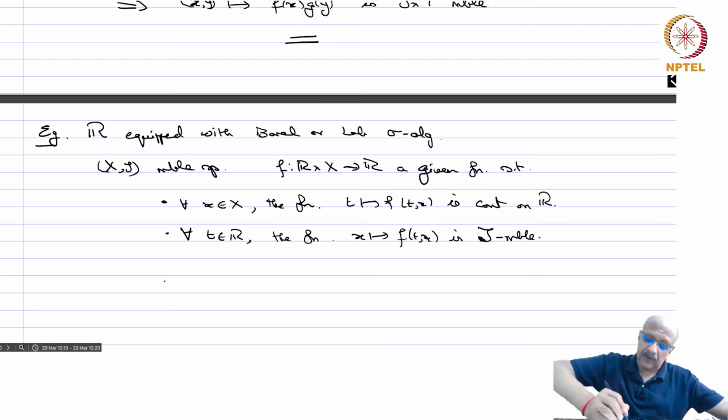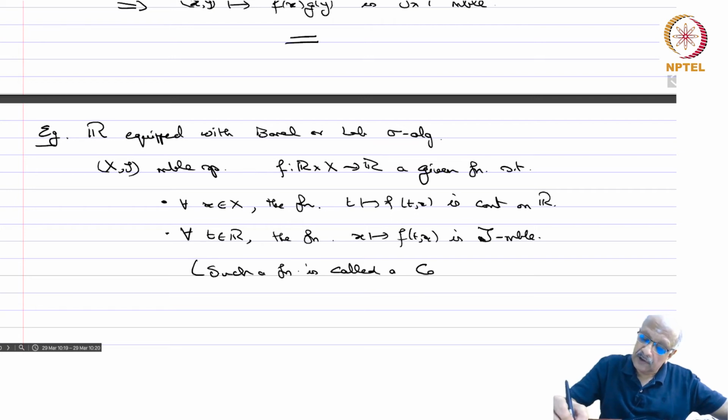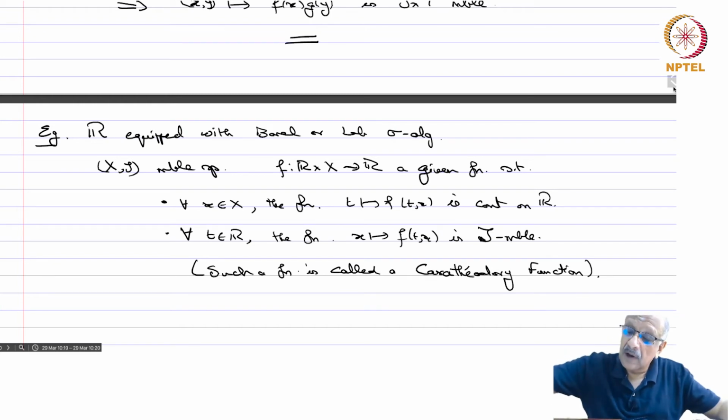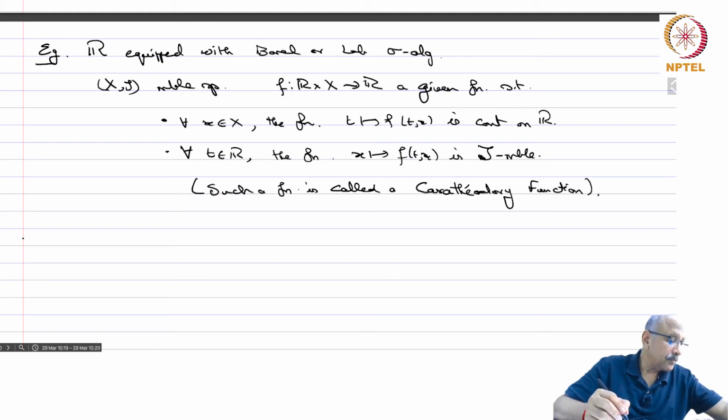We have seen an example of this earlier. Such a function is called a Caratheodory function. A function in two variables, continuous in the real variable and measurable in the other variable, is called a Caratheodory function. Okay.